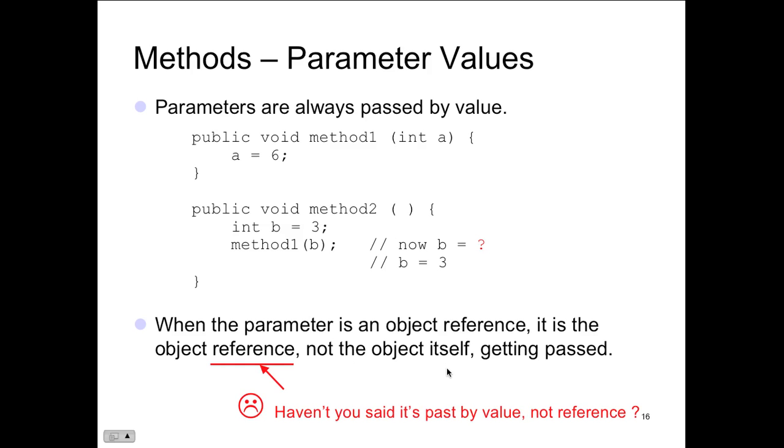So parameter values. Parameters are always passed by value. Let's go back to pass by value and pass by reference from those rules you learned in C++, and all the differences that you had with arrays and structures and objects and pointers and all that stuff with the passing as parameters, and scratch all that stuff from your memory. In Java, when a parameter is an object reference, it's passed by reference. Not the object itself getting passed. It's a reference to the object that gets passed.